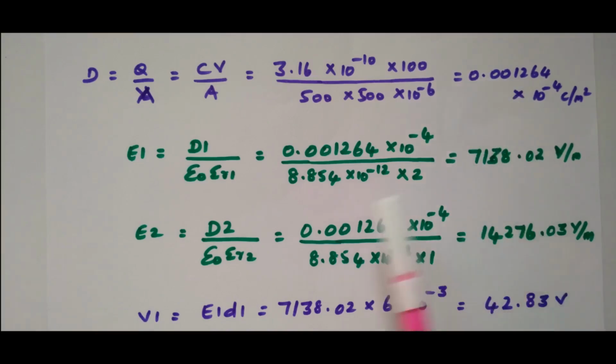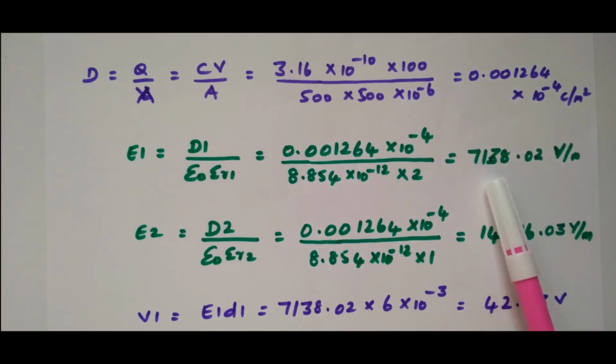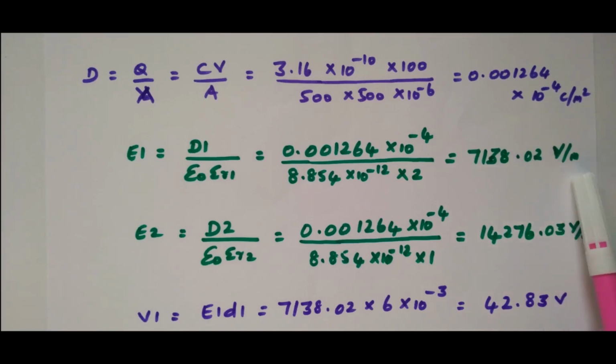Thus we calculated, divided by epsilon naught, that is a constant, 8.854 into 10 to the power minus 12. Epsilon R1 value is 2, right? So by simplifying, what did we get? 7138.02 volts per meter. Nearly it is 7000. 7138.02 volts per meter.